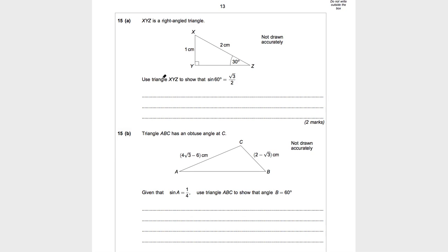XYZ is a right angled triangle. Use triangle XYZ to show that sine 60 equals root 3 over 2. Sine 60, not sine 30, so I need to first of all show 180 minus 90 minus 30 equals 60, so I label that 60 degrees. I'll label these hypotenuse, adjacent to that angle there, and opposite. Sine 60 equals, sine is opposite over hypotenuse.